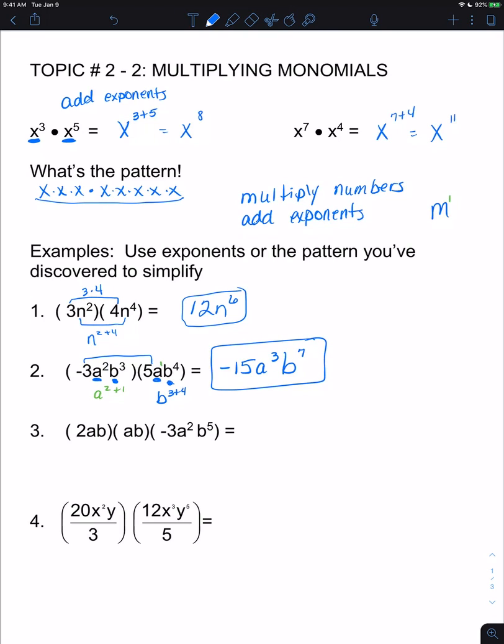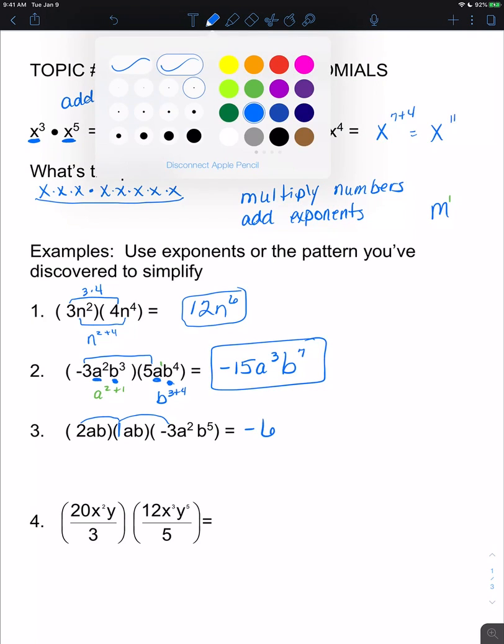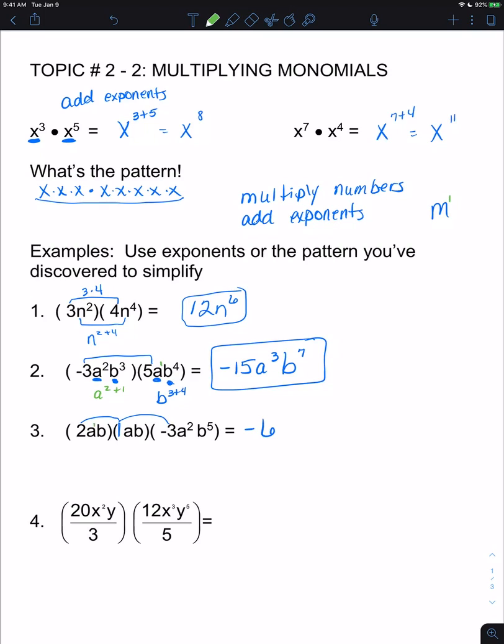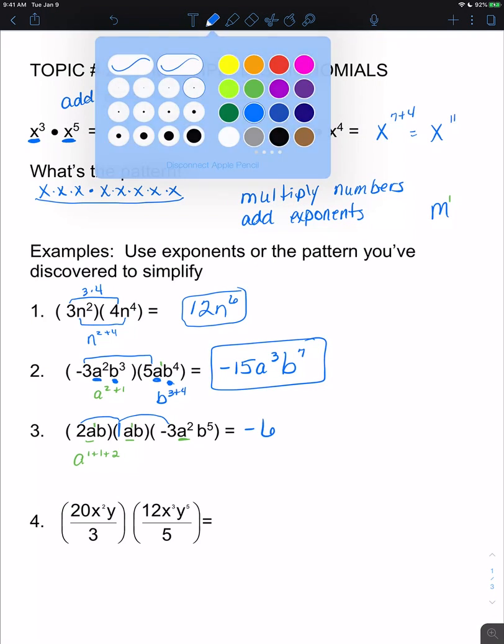Final answer. Okay, so again, remember, nothing in front of here, imaginary 1. So 2 times 1 is 2 times negative 3 is negative 6. You're going to multiply all of your numbers. Then, again, these a's here, they don't have an exponent, so it's imaginary 1. So there's a to the 1, a to the 1, and a squared. So a to the 1 plus 1 plus 2 is a to the 4th power.